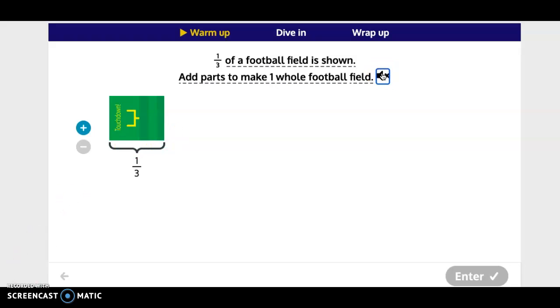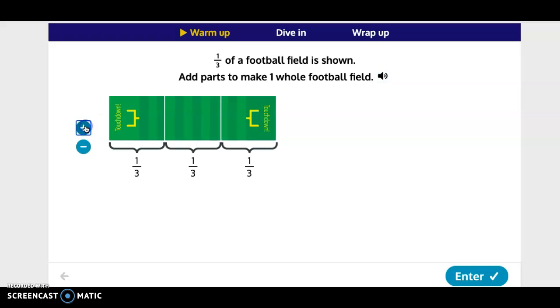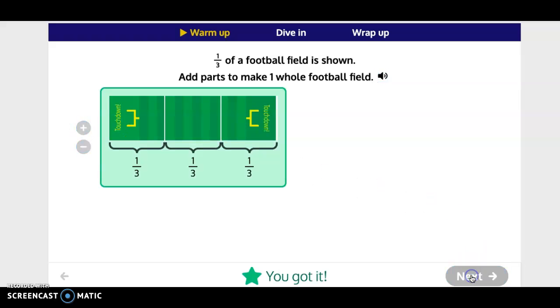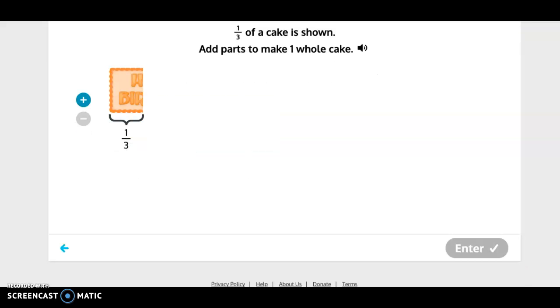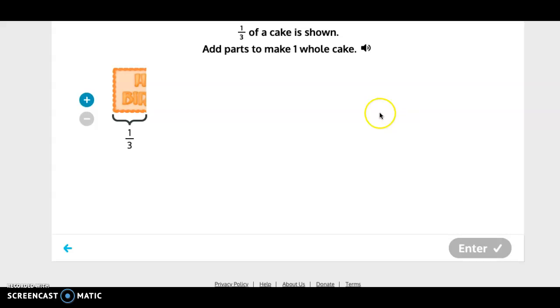1/3 of a football field is shown. Add parts to make one whole football field. One-third of a cake is shown. Add parts to make one whole cake.